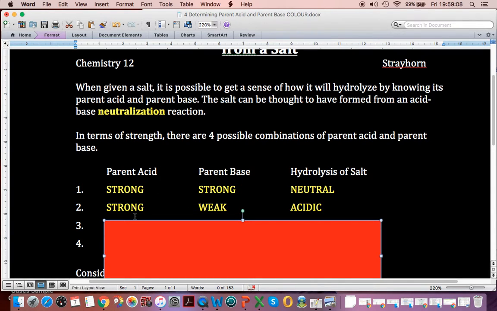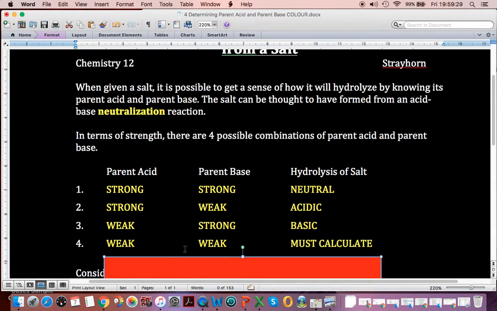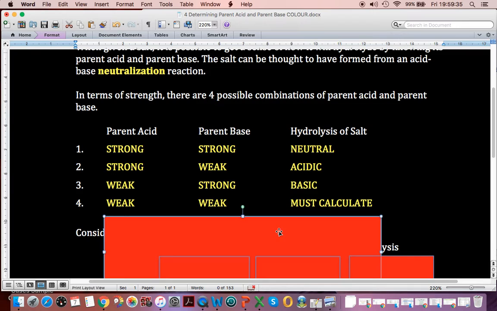If we have a parent acid being strong and the parent base is weak, then the salt is going to hydrolyze as an acid. And if the parent acid was weak and the parent base was strong, then it's going to hydrolyze as a base. And if both things are weak, then we have to do a little calculation based on things like Kas and Kbs to figure out how it's going to hydrolyze.